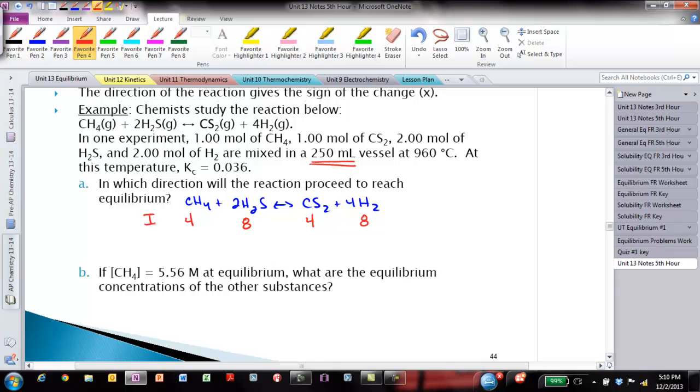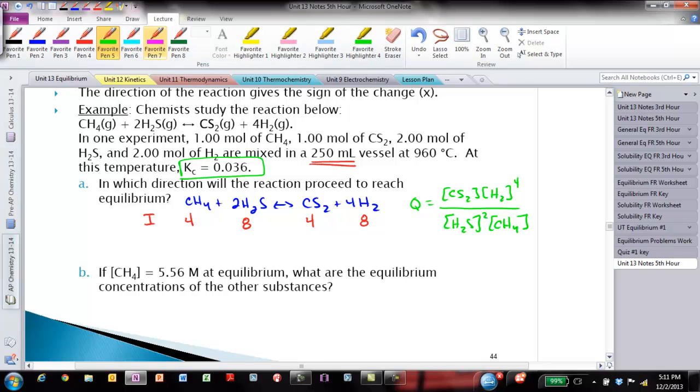And so that's initial, and as you can see here, this is different, because now, how do we know which direction to put the minuses and the pluses? We're going to have to know K, and we're going to have to check Q against K. We're going to have to see where we are right now. So our Q equation is CS2 and H2 to the 4th over H2S squared and CH4.